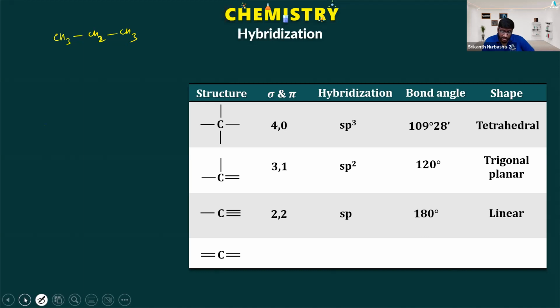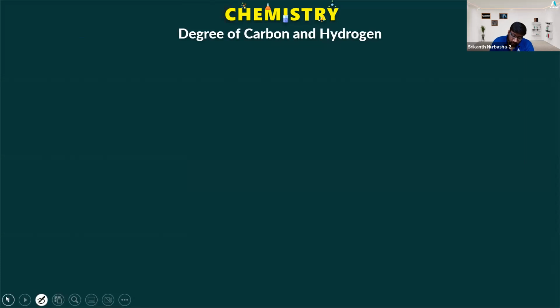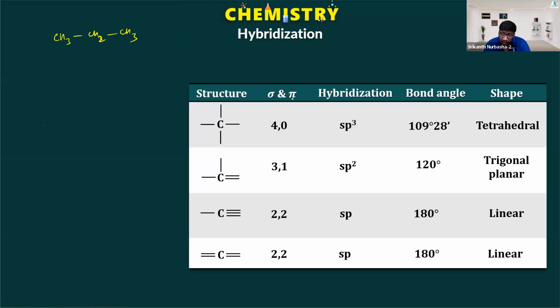What about in this case? C double bond C double bond C. 2 sigma, 2 pi. Hybridization is sp. Two double bonds are on the same carbon atom, so the carbon atom itself is connected with 2 double bonds. Bond angle is 180 degrees, and the shape is going to be linear again, right? So these are the different types of structures: sigma and pi bonds, hybridization, bond angle, and shapes.